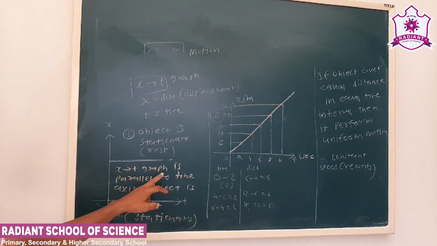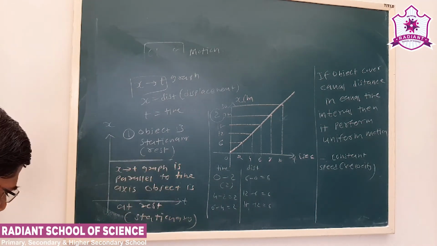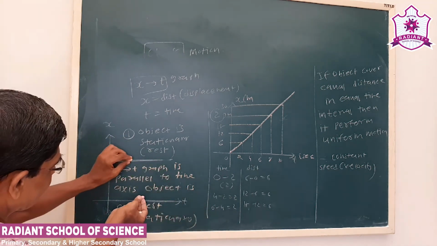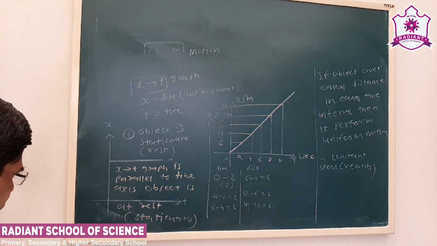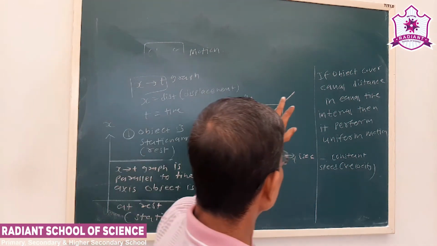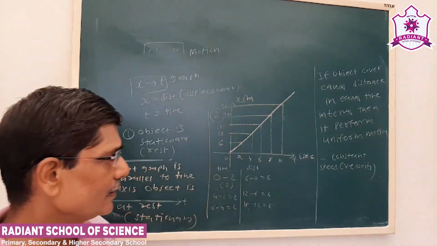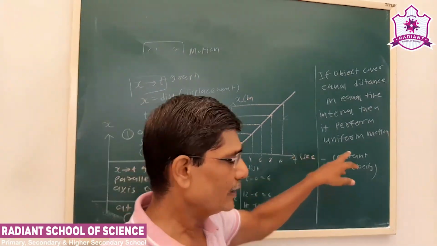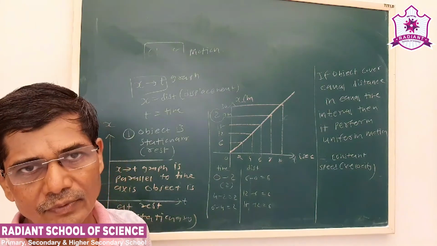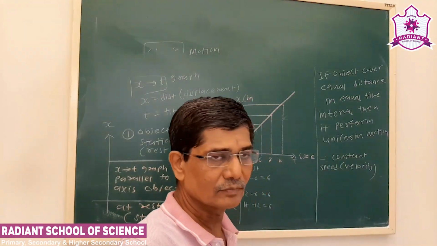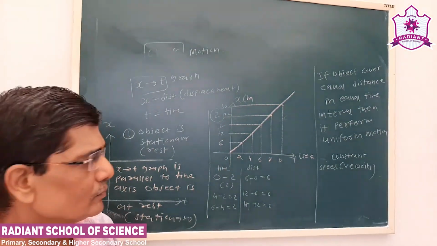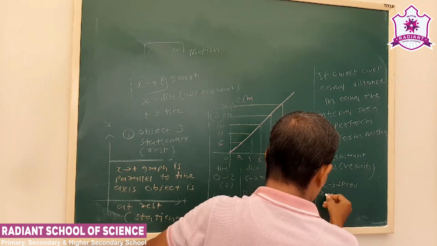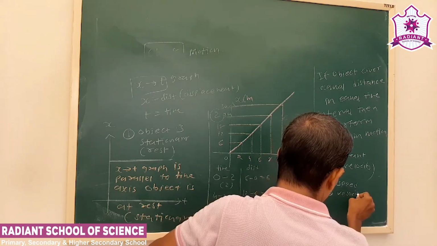If the x versus t graph is parallel to the time axis, like the parallel lines you studied in the earlier standard, where this is one line and this is a second line parallel to the time axis, the object is stationary. Now, if the object covers equal distance in equal time interval, then it performs uniform motion. We say it moves with a constant speed or velocity. If x is a distance, then we'll get speed. If x is a displacement, then we'll get velocity.